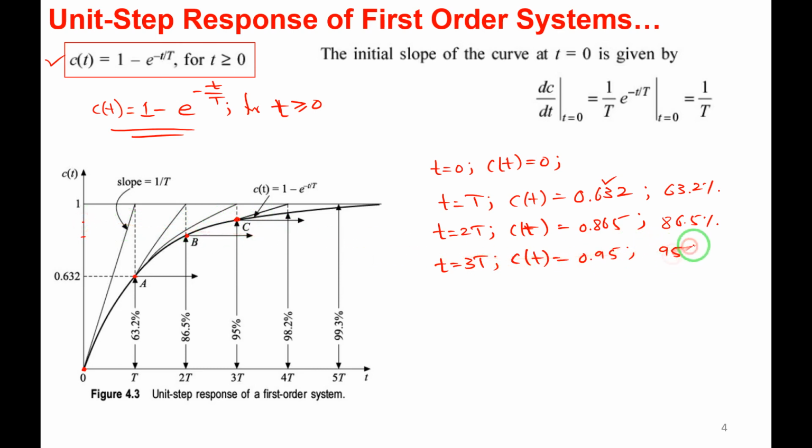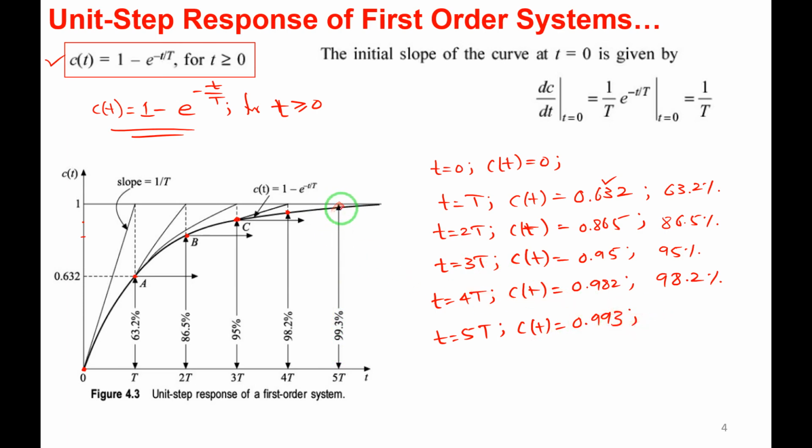So 95%. Then for t equal to 4T, you calculate C of t. It is 0.982 that you are getting, so 98.2% in terms of percentage. So 0.982 corresponds here. Similarly for t equal to 5T, we can just go on finding out. So we'll stop here. C of t is equal to 99.3% that I will get, meaning 0.993. So here 0.993 somewhere, and in terms of percentage, 99.3%.